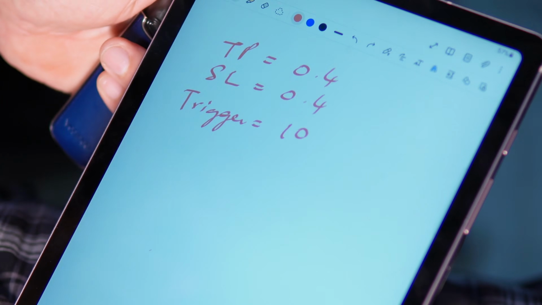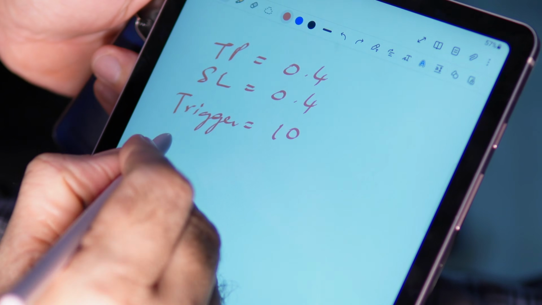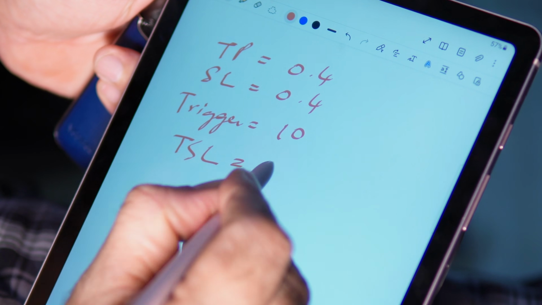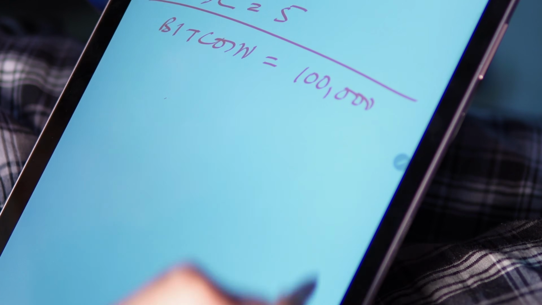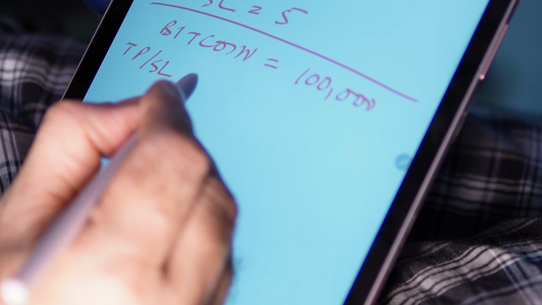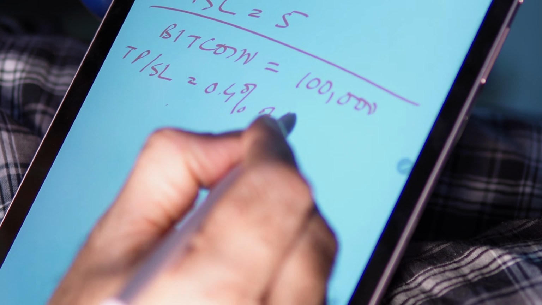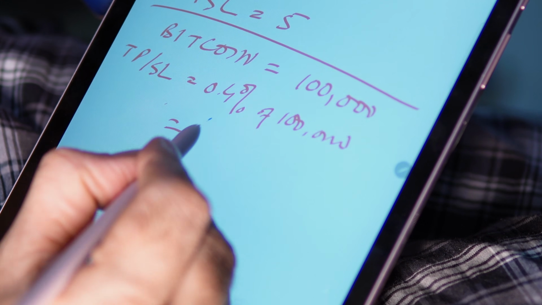Say Bitcoin is trading at $100,000 and we set the TP and stop loss as 0.4% of the price, the trigger of the stop loss as 10% of the stop loss, and the trailing stop loss as 5% of the stop loss. If a trade is taken on Bitcoin at exactly the 100,000 mark, our TP and stop loss are set at 0.4% of 100,000, so 400 points away from the price. So at 100,400 and 99,600.